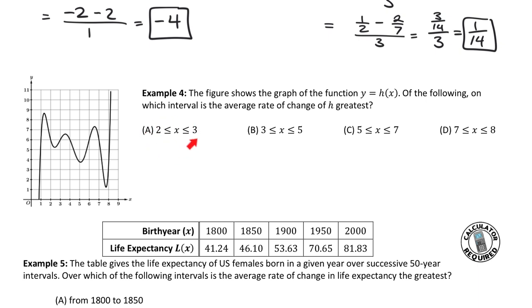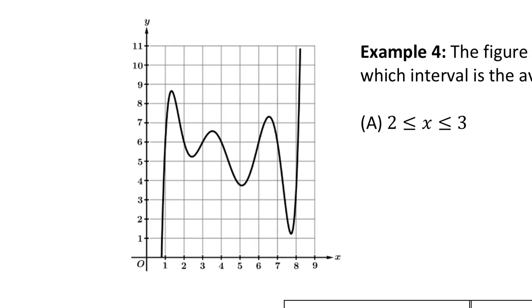Right here, it says to check between 2 and 3. So what I'm going to do on my graph is go look and put a point at h of 2, which would be right here, and h of 3, which would be right here. If I were to connect the dots between those two exact points, would the slope of that line be positive or negative?